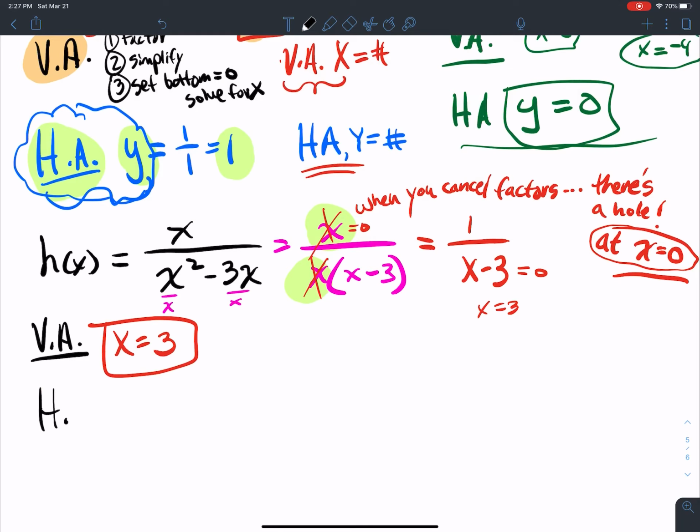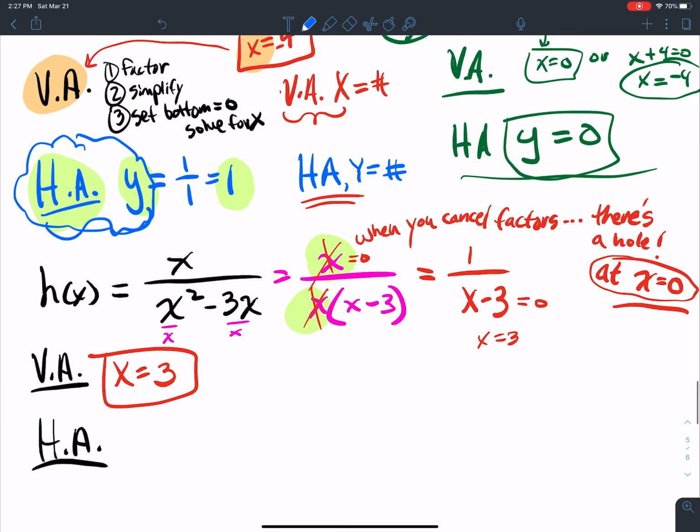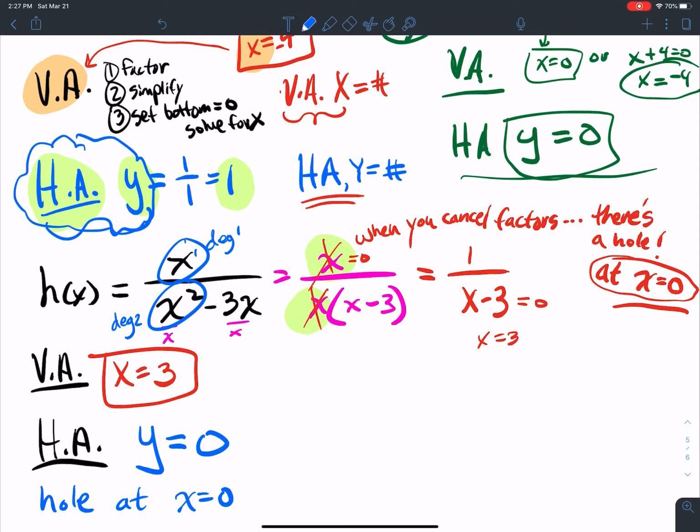Horizontal asymptote. So HA, horizontal asymptote. The numerator degree is 1. The denominator degree is 2. Squared term, linear x term. Okay, bigger on bottom, BOBO, that's y equals 0. Y equals 0. But I do have a hole at x equal to 0.